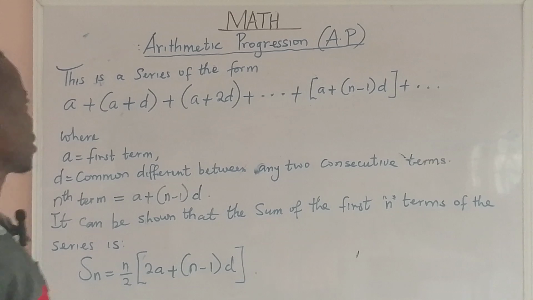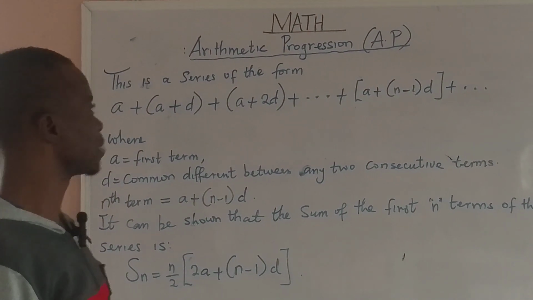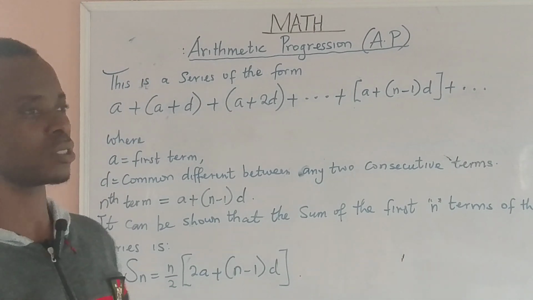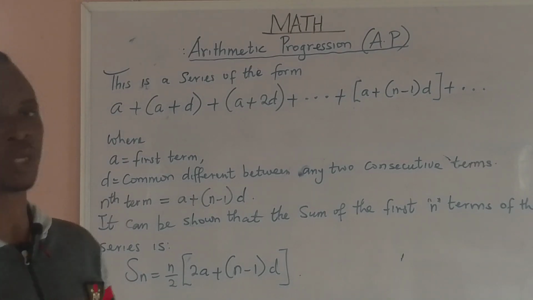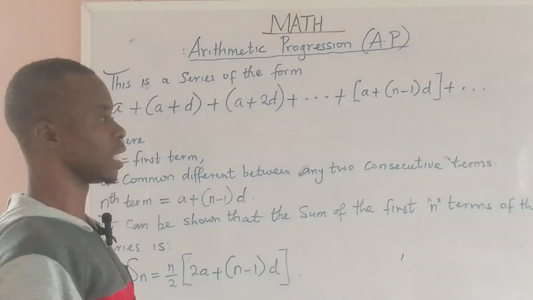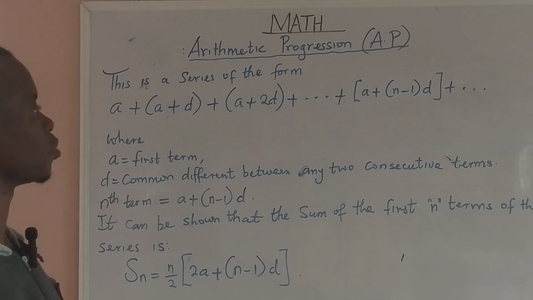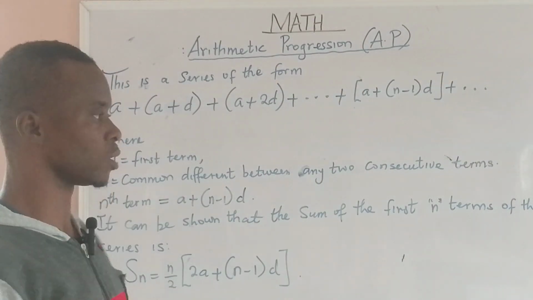In today's class, we are to talk about arithmetic progression, which is called AP. Arithmetic progression, and A stands for what? Arithmetic, while the P stands for progression. Are you getting me? I really want to talk about this topic because it will help us to answer a lot of mathematical questions.